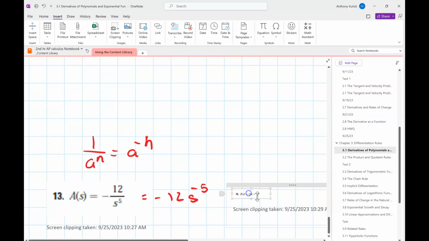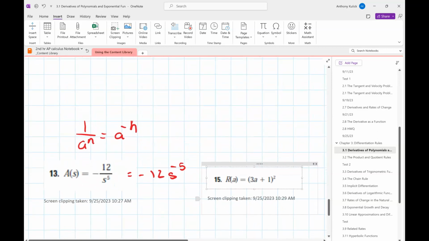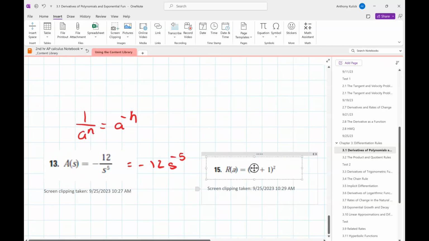What would you have to do? Factor it first? Not factor, but foil it out first. And then you can just do it term by term. Yeah, that's exactly right. It's not bad. In 3-2, we'll learn how to do that problem without foiling it out. Because if that was like 3a plus 1 to the 57th, that's horrible to foil out. Even to the 3rd or 4th is not pleasant.